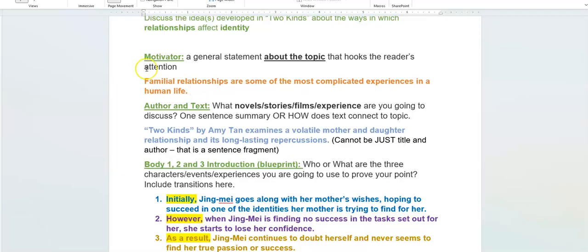So you'll see here, my motivator says, familial relationships are some of the most complicated experiences in a human life. Great. Relationships is up here in the topic question. I have it here again in my motivator, but I'm not even talking about the story yet, which is perfect because that's what I should be doing.